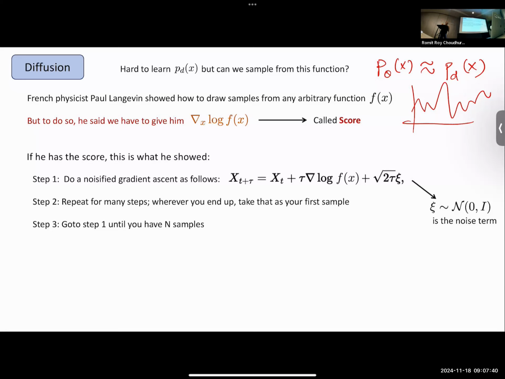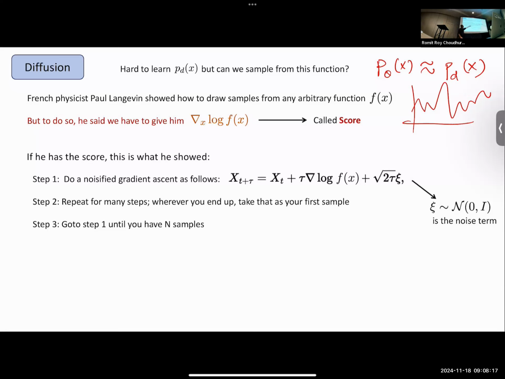Okay? This is an interesting thought. So this is what Langevin would do once you give him log of fx. We don't know how to get log of fx right now, but say we figure out, we give it to Langevin, Langevin does this. He came up with this equation which says, you do gradient descent using this expression: xt plus tau equals xt plus tau, where tau is the step length of gradient descent, times grad log of fx, plus some term that's a noise term.